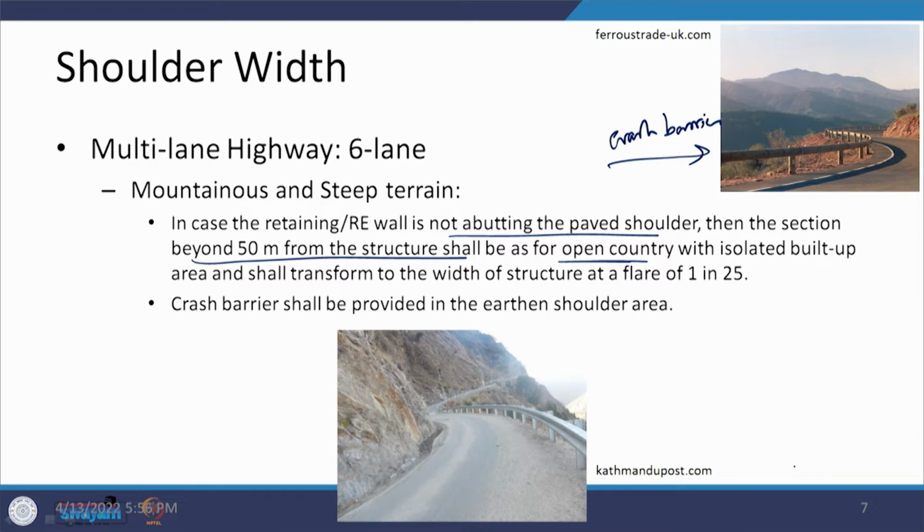So, what it says is that if your RE wall is not abutting, then it means you have the space to carry forward the section which is there on an open country with isolated built up area over this particular structure. Or still, if there is a possibility of transforming the widths because of any other reason, then the flare provided is at a rate of 1 in 25. So, that is the way we are going to do it. The other thing is the crash barrier shall be provided in the earthen shoulder area. You can see that here the earthen shoulder area is there and the crash barrier has been provided on that. So, again this is a safety side towards the valley also.